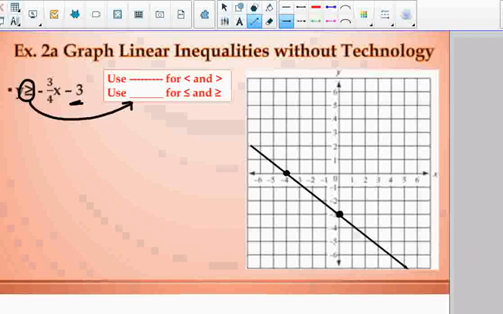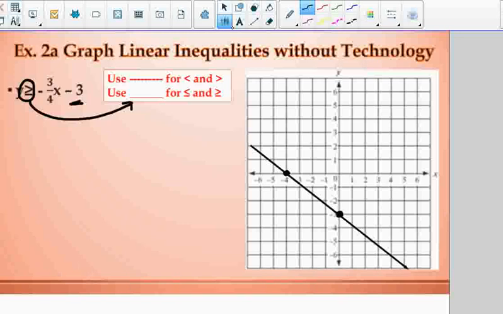So there's my line. Now the last part, I need to find out which side of the graph all my solutions are going to be on. So I'm going to pick a point. As I said earlier, I would choose (0, 0). So if this is (0, 0), I want to see, is that point a solution to my inequality?